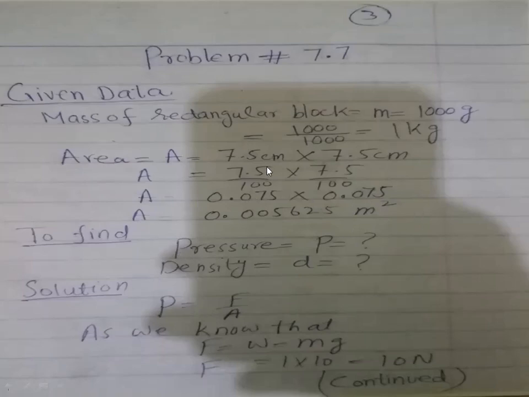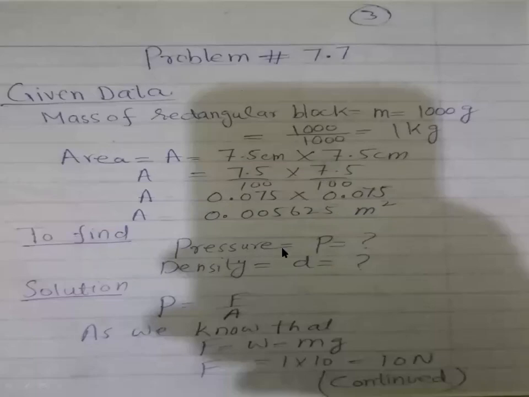So how did I get 7.5 multiplied by 7.5? It is a uniform rectangular block, that's why I took 7.5 centimeter multiplied by 7.5 centimeter to find the area. Centi is 10 to the power minus 2, which means dividing by 100. 7.5 divided by 100 gives 0.075, and again 0.075. Multiplying 0.075 with 0.075, you will get 0.005625 meters squared.